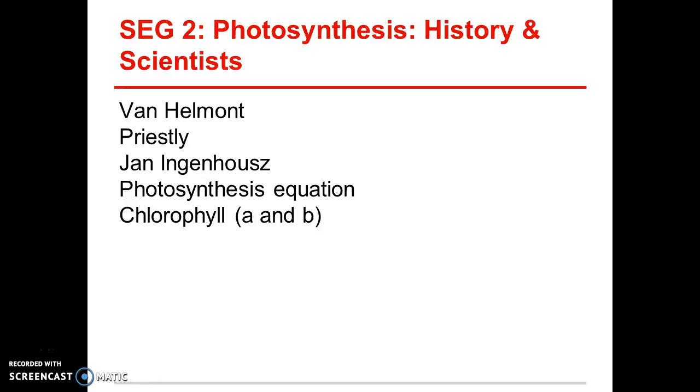Okay, this is Unit 4, Segment 2, Photosynthesis, History, and Scientists. Just like Segment 1 was really short, so is this one. We walk through a little bit of the history, we name a few of the scientists, then we go through the photosynthesis equation, and you learn about a pigment, chlorophyll.